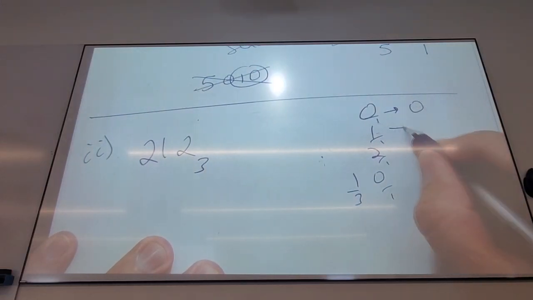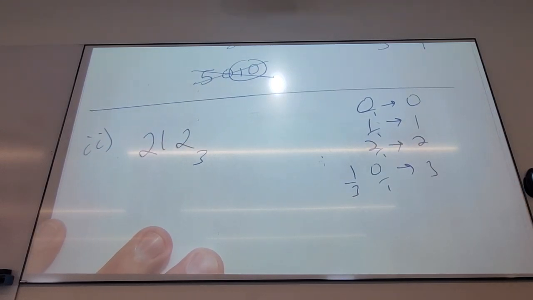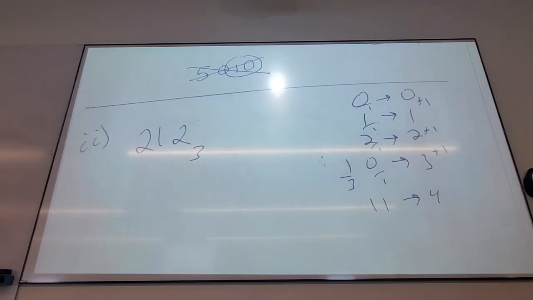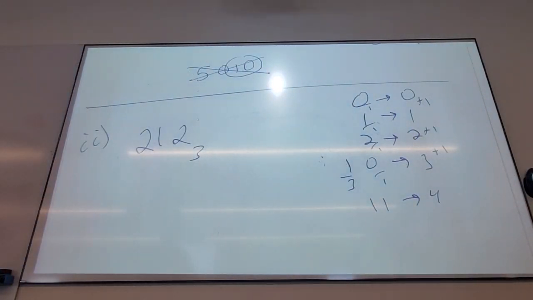So 0 is 0, 1 is 1, 2 is 2, that's all amazing. This is 3. So 11 would be 4, because what am I doing each side? I'm just adding 1, yes? But I have to add 1 in a way that fits in the base system I'm using, right? So the place value system I'm using. So if I add 1 to 10, I get 11.